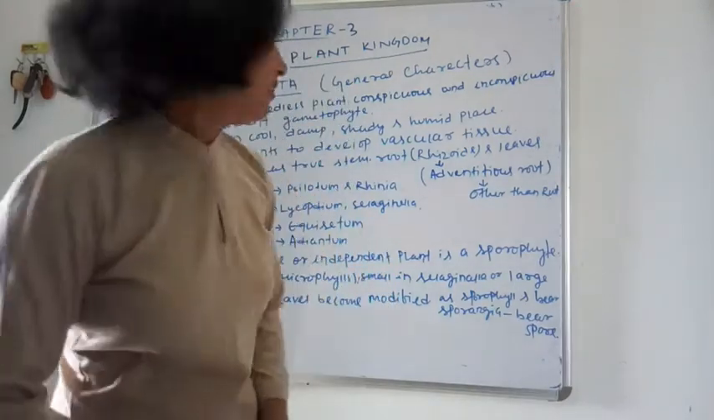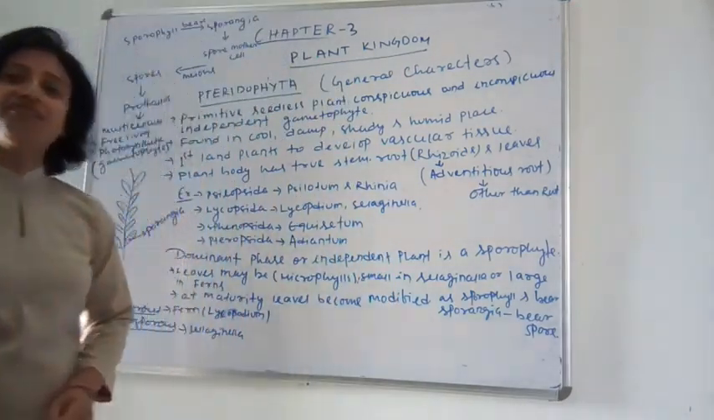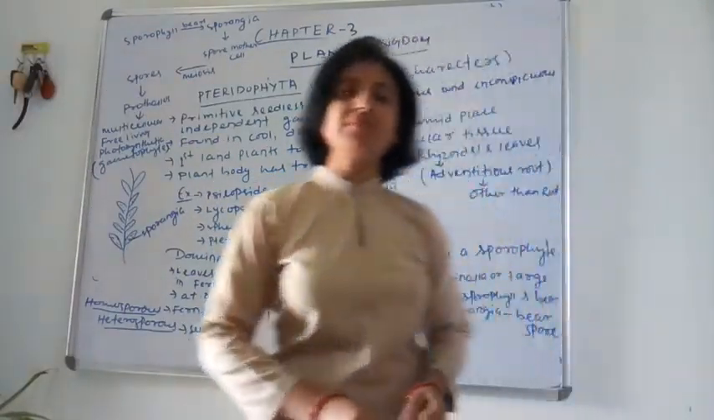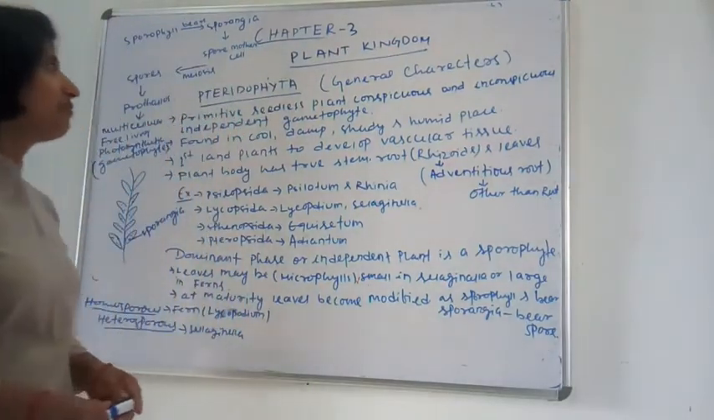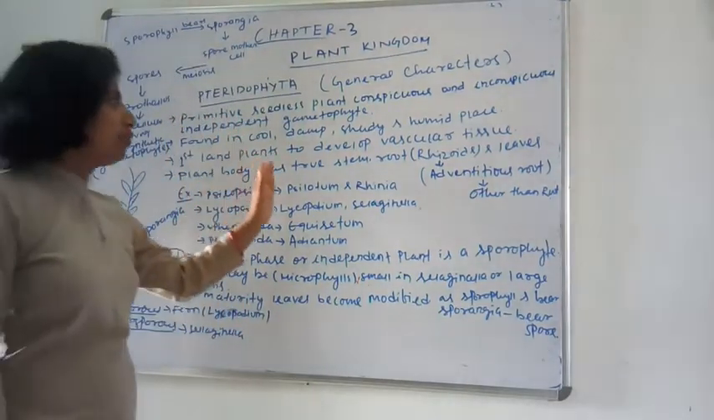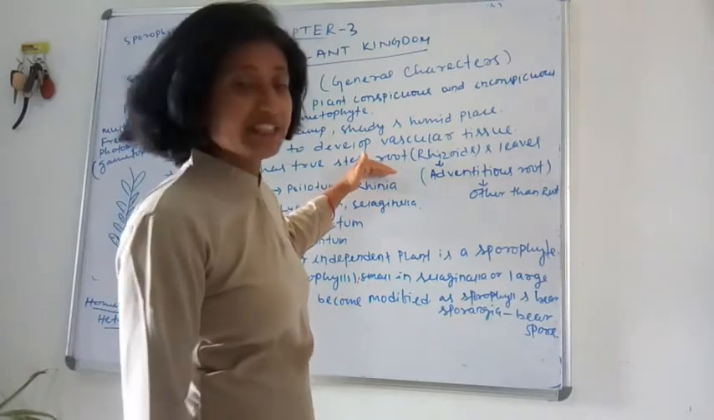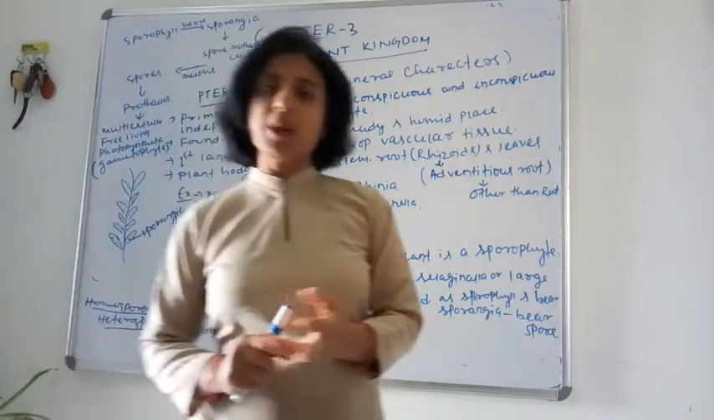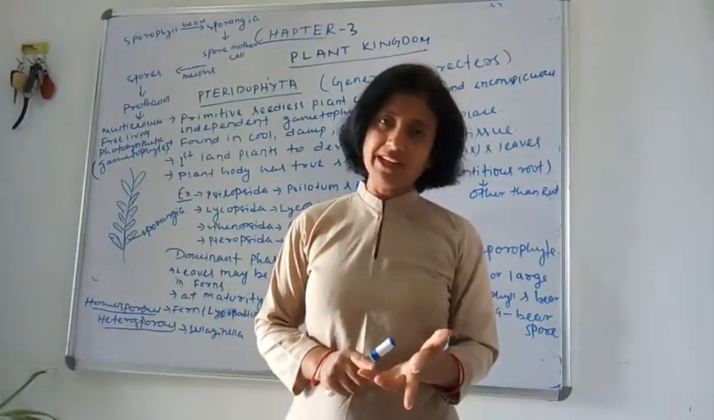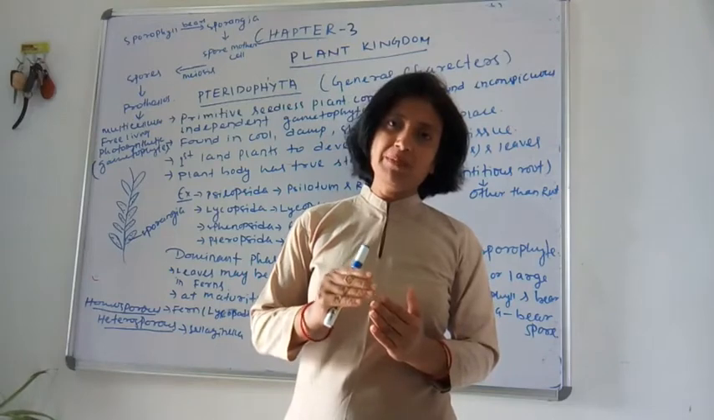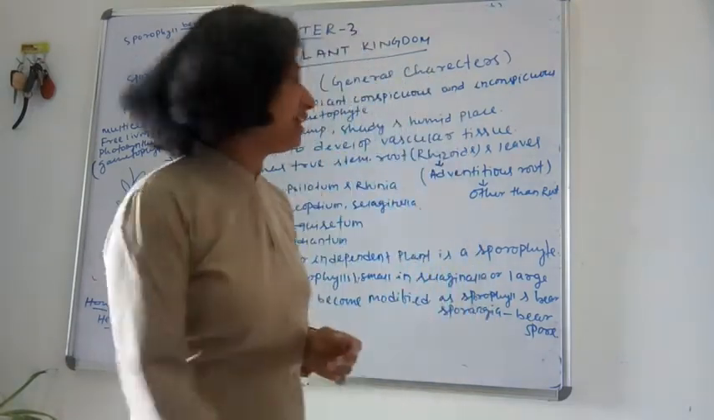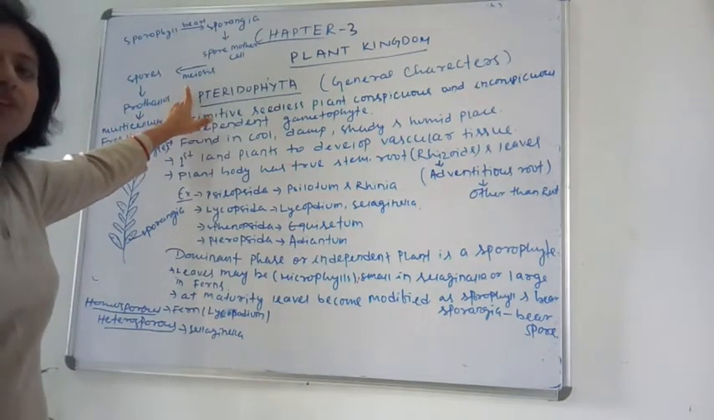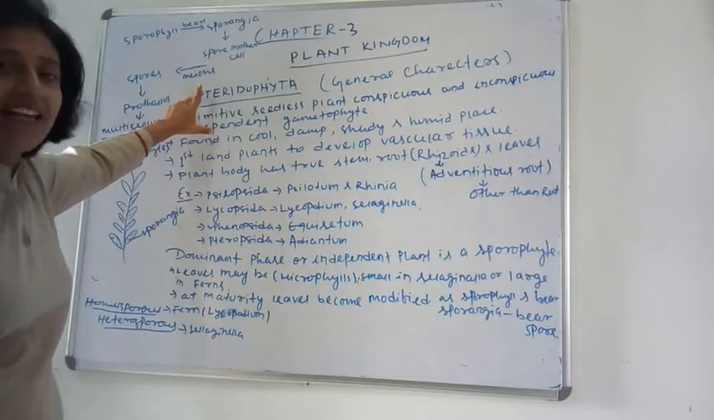Hello students, today we will continue chapter 3 of class 11, that is plant kingdom, and today's topic is about Pteridophyta. This is one of the divisions of the plant kingdom, and today we will learn the general characters of Pteridophyta. As we already studied algae and Bryophyta, and we know how simpler plants are formed on earth in different areas.